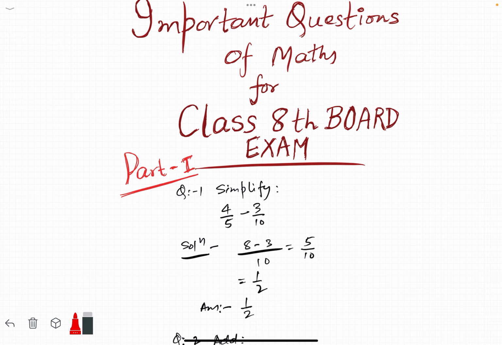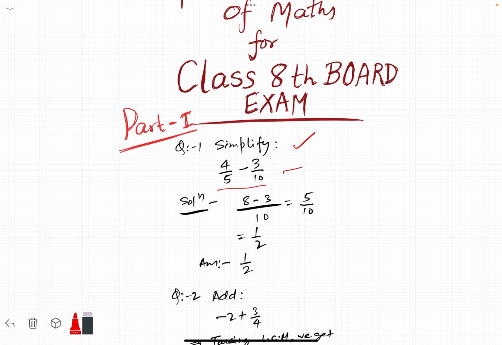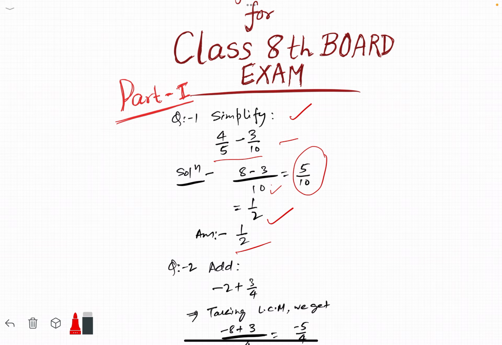First question is question 1, simplify 4 by 5 minus 3 by 10. The solution is we take LCM of 5 and 10, it becomes 10, and we solve this, simplify, we get 5 by 10, that is equal to 1 by 2. So the answer is 1 by 2.